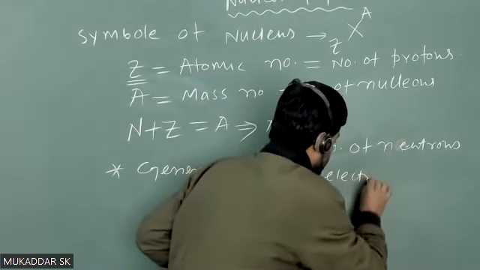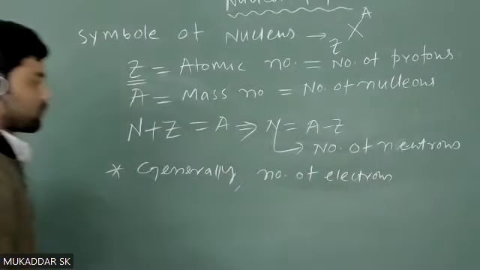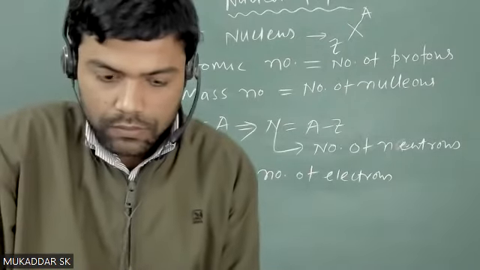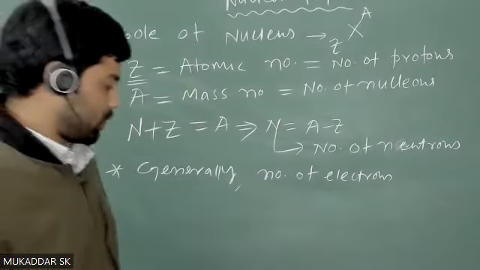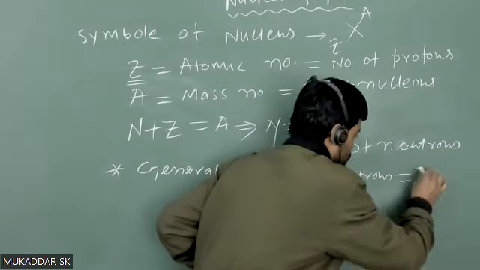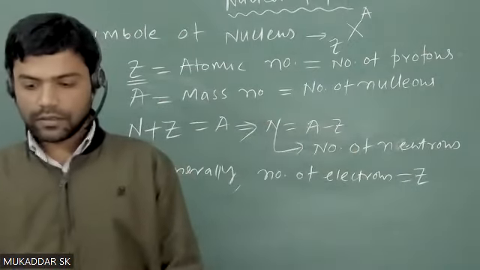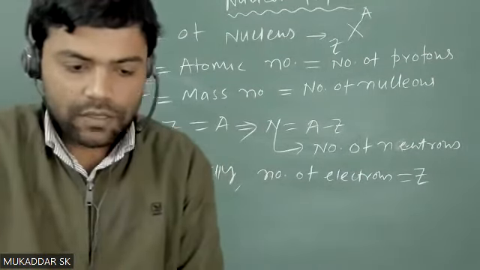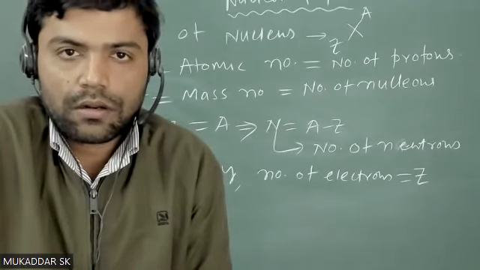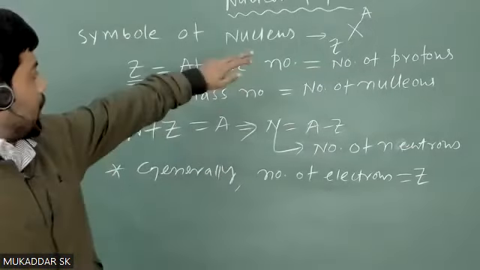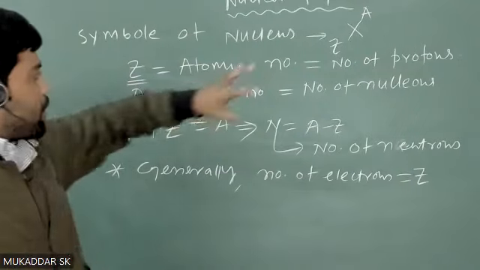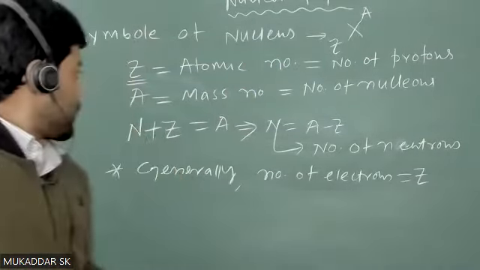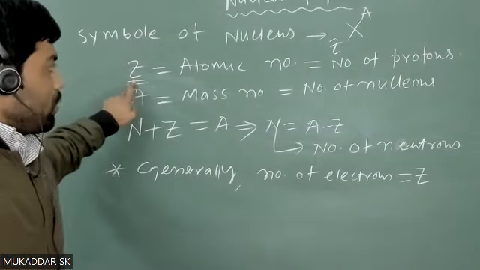Generally, the number of electrons in an atom, how many electrons are there generally? Equal to the number of protons. Exactly. So the number of electrons in an atom will be equal to Z, right? So that actually makes that atom neutral, because in an atom you have a nucleus, and inside the nucleus you have Z protons.